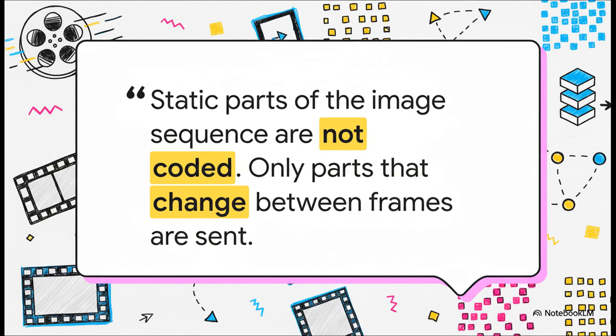Think about it. In most video scenes, not that much actually changes from one frame to the very next. Imagine someone talking to the camera. The background stays the same, their shoulders are still, really only their mouth is moving. So why on earth would you waste all that bandwidth sending the entire background over and over and over again 30 times a second? You wouldn't.